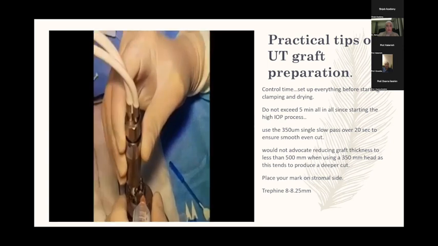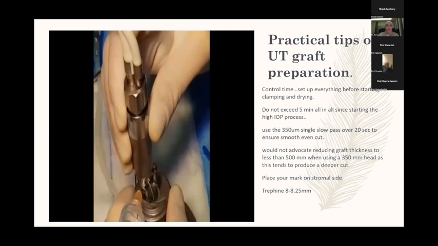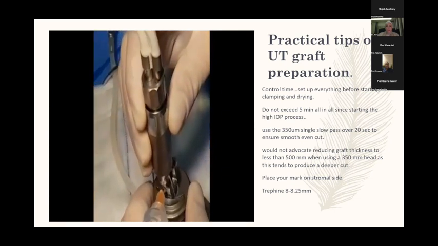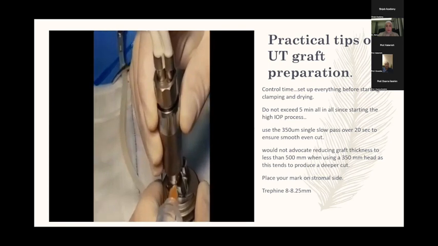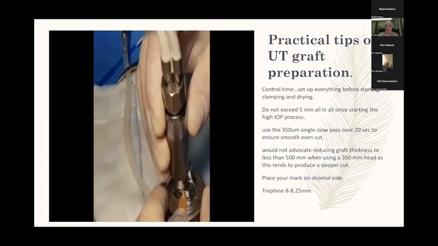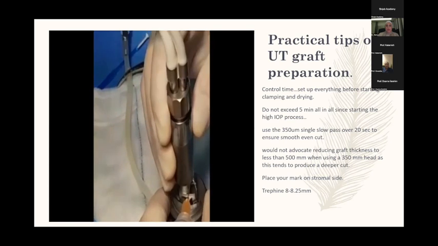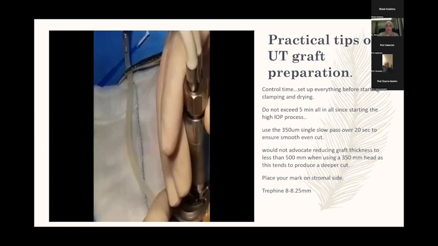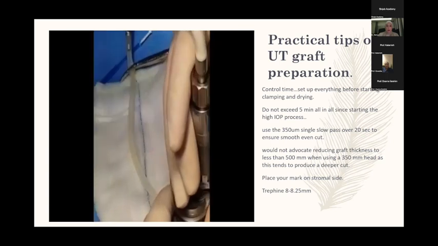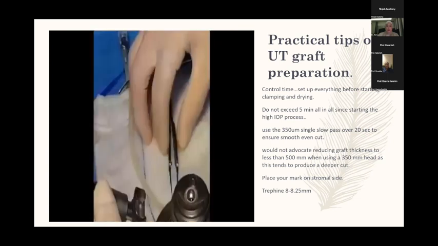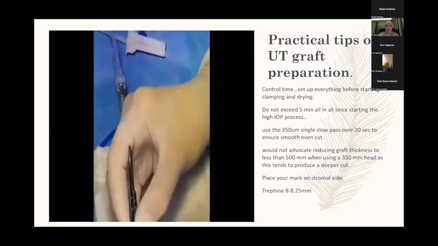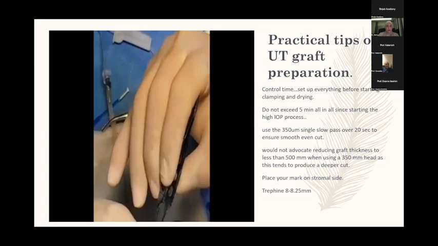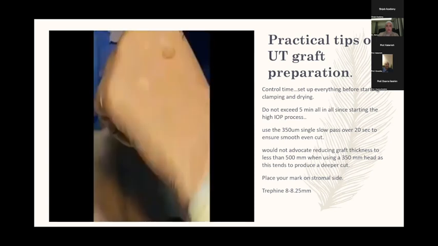And when I go slowly, it gives me a deeper cut, because if you go very fast, then you get a very superficial and thinner than expected cut. I found that very efficient, and most of the time I did not have to do another cut after this way of slow cutting. I mark my S or F mark on the stroma side, and then I refine it to 8 or 8.25 millimeter.